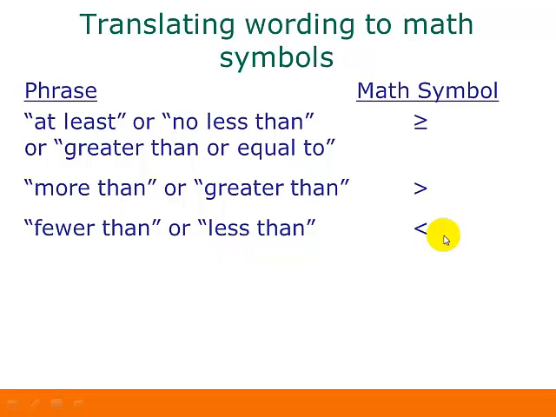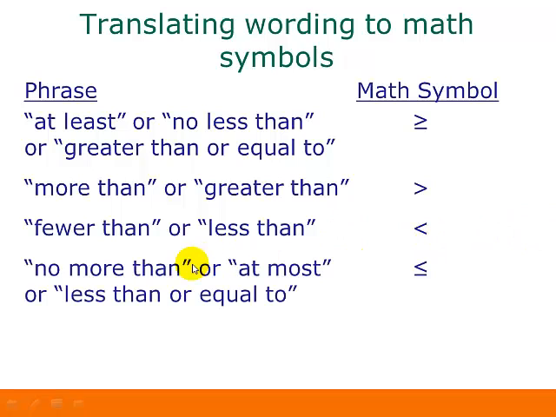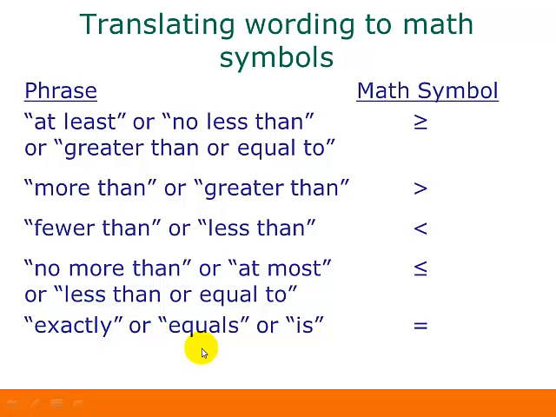Fewer than or less than translate to this. And again, there's no equals symbol. There's no equals sign here, so the number is not included. No more than, at most, and less than or equal to all translate to this less than or equal to symbol, which does have an equal, so it does include the value. And finally, exactly, equals, and is all translate to an equal sign.